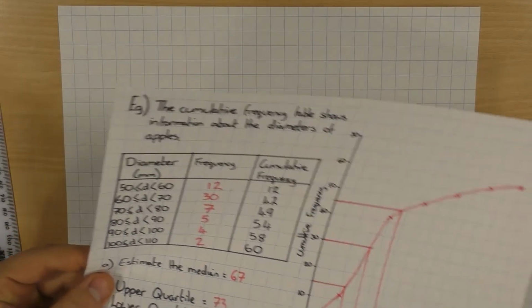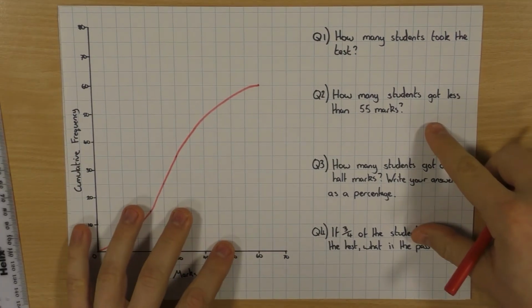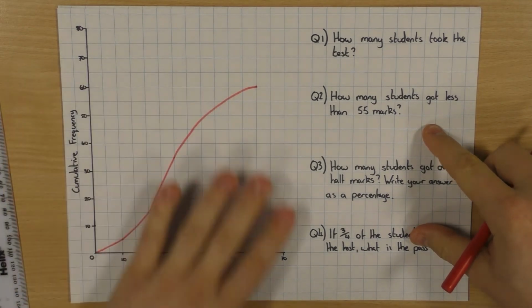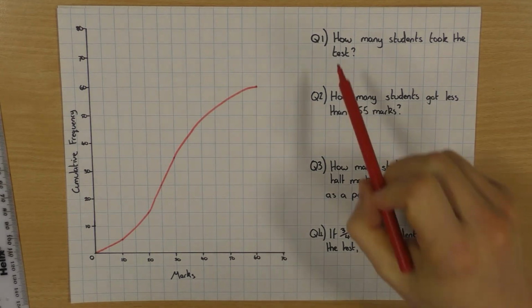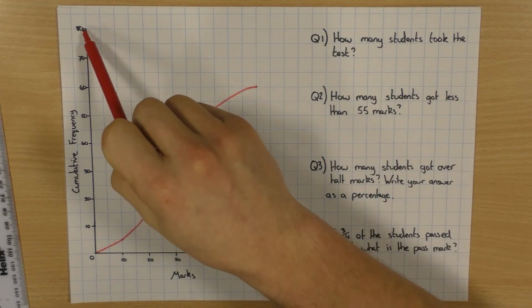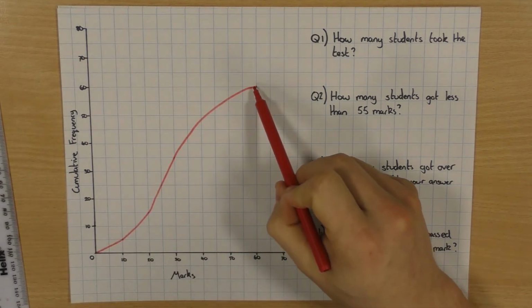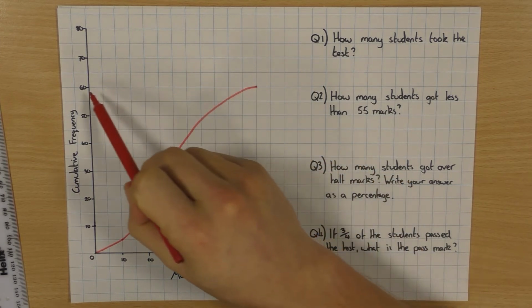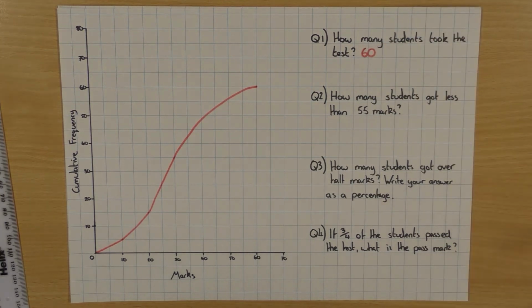So next thing I want to have a look at is this here, where they give you a cumulative frequency graph already done, and they ask you some questions. So this one here is students who've just done a test. So the first question it says is how many students took the test. So again, it's not how high the y-axis or cumulative frequency goes to, it's where the graph ends. So here's where it ends. So I go across here and it's 60. So 60 students took the test. So just be aware of that one.